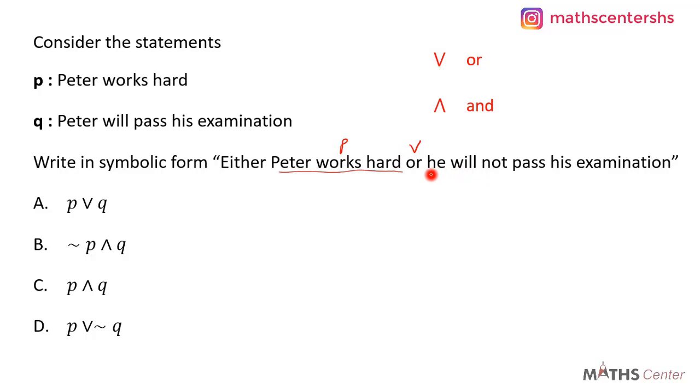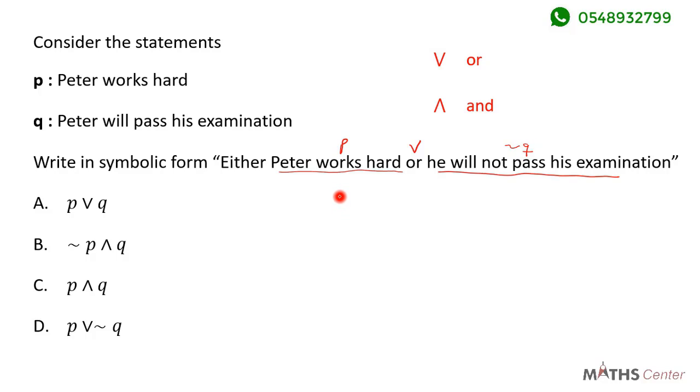Let's consider the second part of the statement. He will not pass his examination. Statement Q is Peter will pass his examination. The second part of what we have here is he will not pass his examination. If Q is Peter will pass his examination, then he will not pass his examination will be the negative of Q.